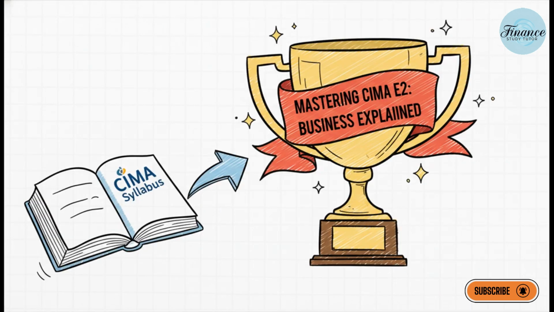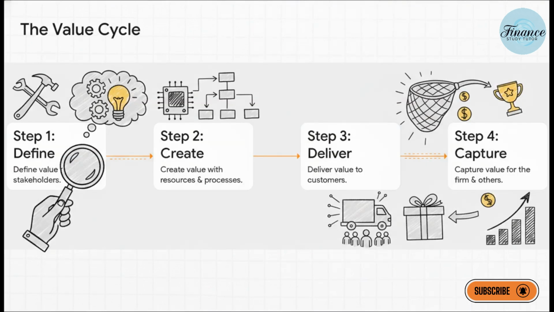And that brings us to our main goal today. This whole explainer is built to help you absolutely master this specific lead outcome from the CIMA E2 syllabus. By the time we're done, you'll be able to explain every single element of a business model with confidence. You can actually break down any business model into this simple but really powerful four-step cycle. Think of this as our framework for the whole discussion. Define, create, deliver, and capture. Let's jump into that first step.